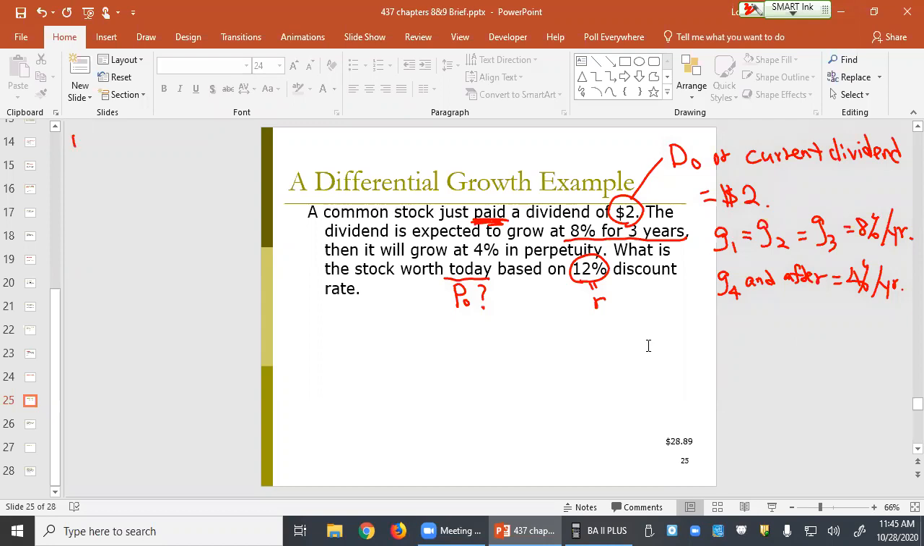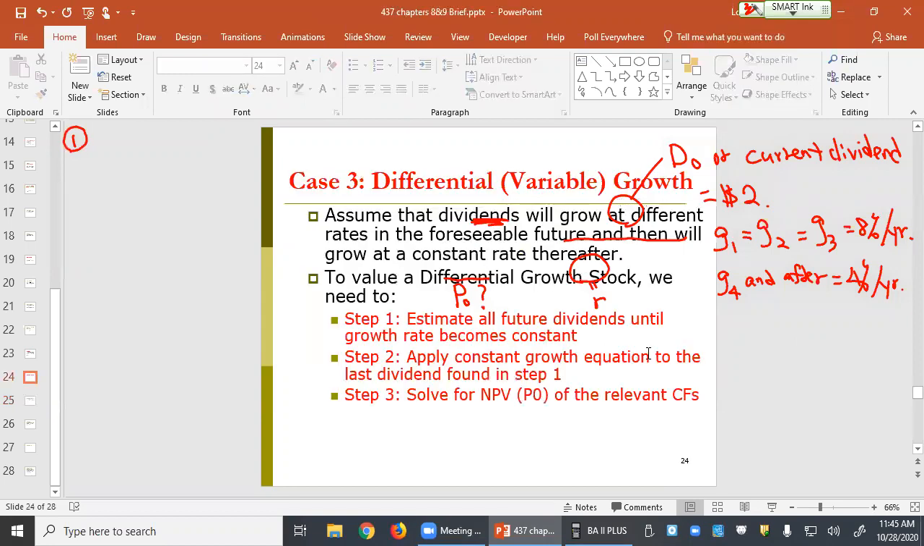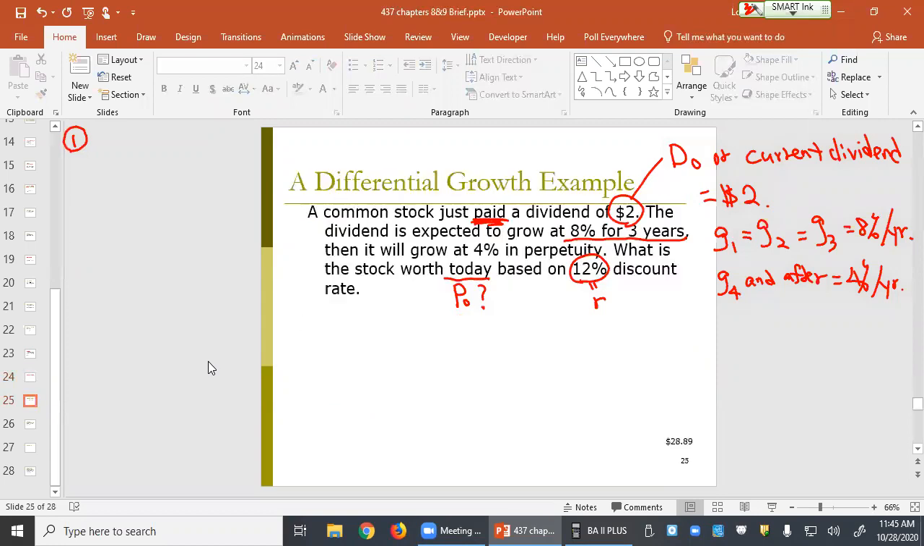Step 1 says that we're going to calculate all future dividends until the growth rate becomes constant. The growth rate becomes constant in year 4. That means we have to calculate D1, D2, all the way to D4. And once we find D4, when the growth rate becomes constant, we can stop in step 1.